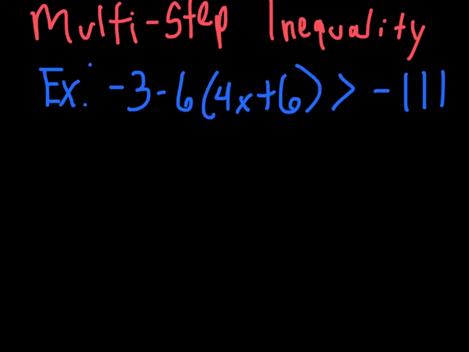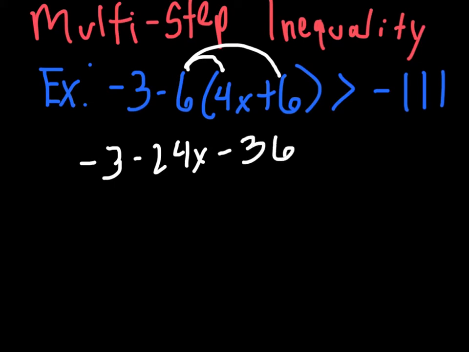Our next problem is a multi-step inequality. Our problem is negative 3 minus 6 times 4x plus 6 is greater than negative 111. Our first step, we need to do distributive property. So we first must distribute negative 6 times 4x, which will give us negative 24x. We then need to do negative 6 times 6, which will give us negative 36, is greater than negative 111.